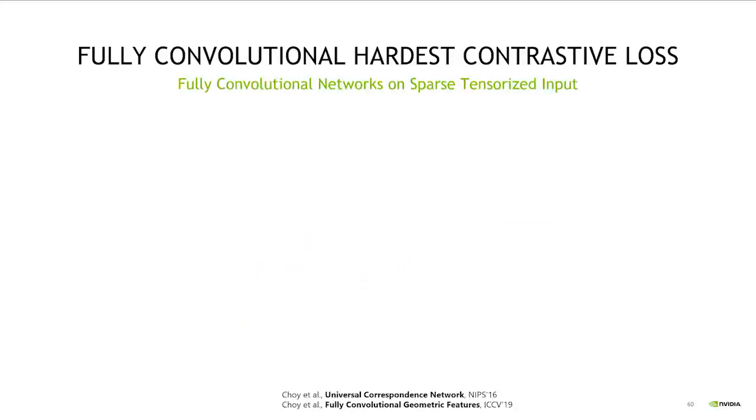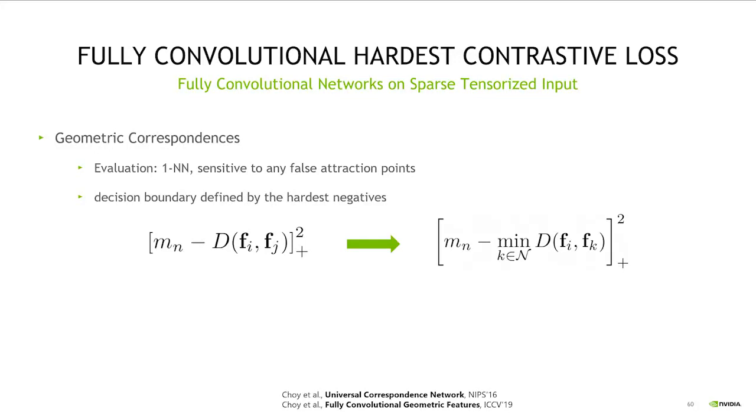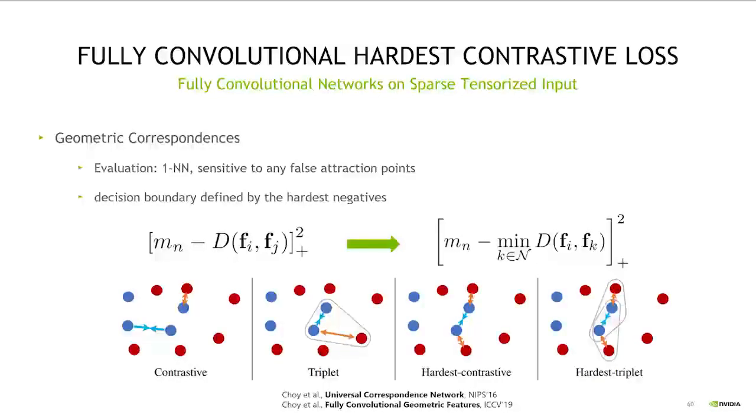However, in many cases, the majority of the pairs are negatives, and most of them are not helpful for the feature learning process. There are many hard negative sampling methods, but we propose a new method called the hardest contrastive loss. The main motivation behind this loss is that we find the nearest neighbor in the feature space to find correspondences, but sometimes false attraction points can lead to poor correspondences since we are only sampling one nearest neighbor. In addition, the decision boundary is only defined by the hardest negatives. So instead, we sample the hardest negatives among all samples. On the left, we have the regular negative loss for contrastive loss, but by sampling the hardest negatives, like the equation on the right, we can substantially improve the performance. Visually, the hardest contrastive loss simply finds the most difficult negative pair among all negatives.